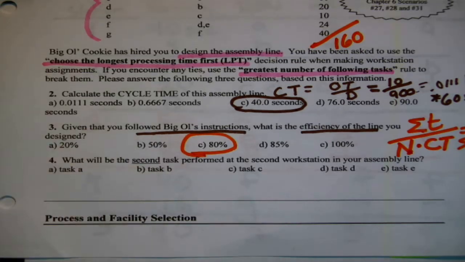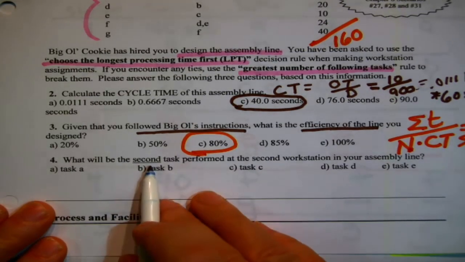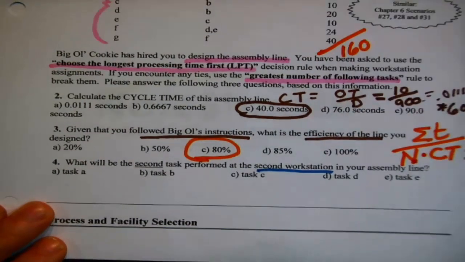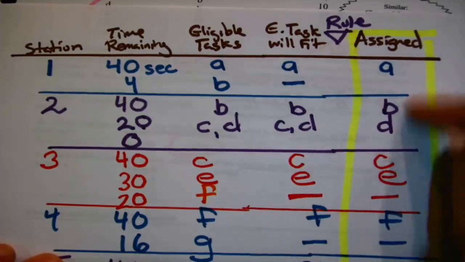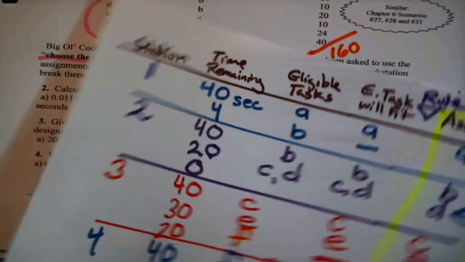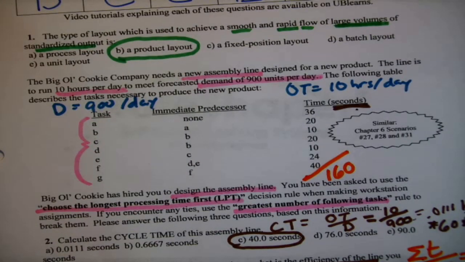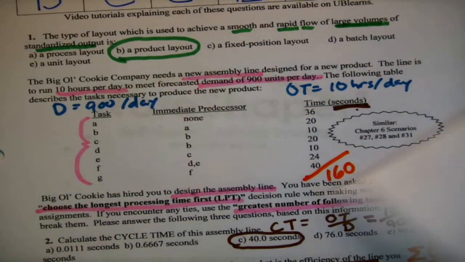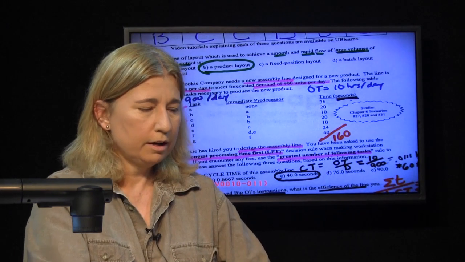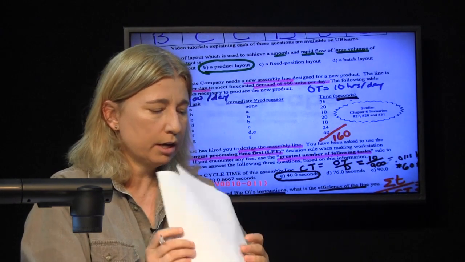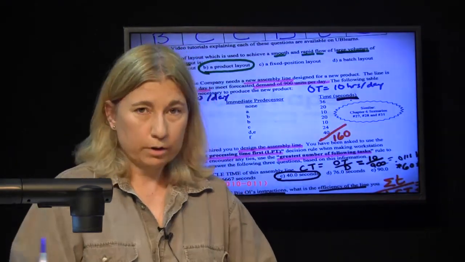Now, this question, what would be the second task performed at the second workstation in your assembly design? This is how we test your ability to design an assembly line, by asking you questions about a finished design. It's like spot checking. Okay, second task, second workstation. You just need to locate this. Second workstation, here's the assignment, second task. There it is, it's D. Ah, there, answered.